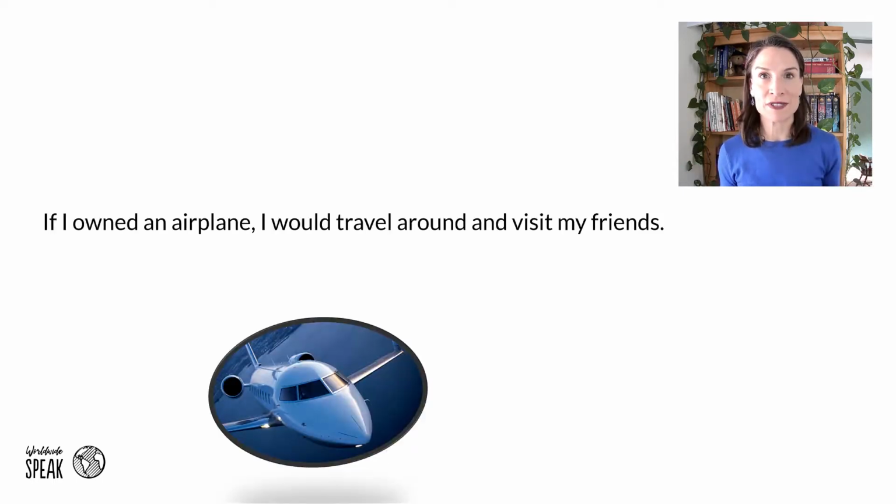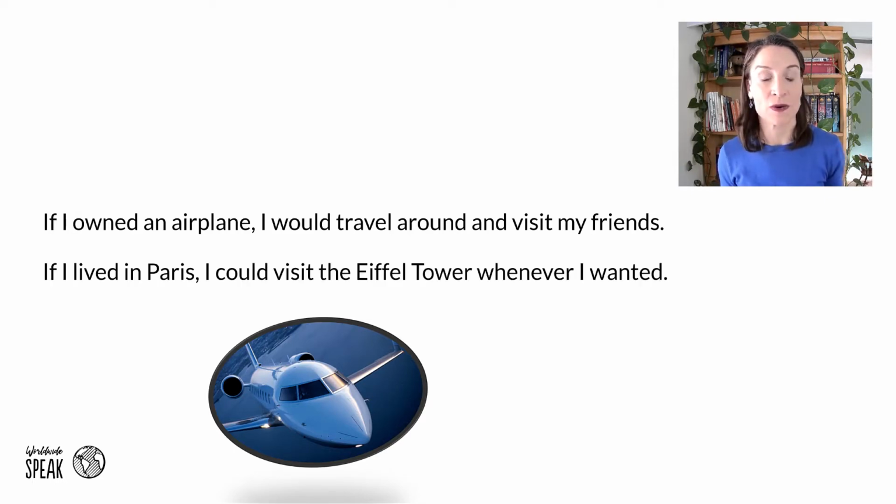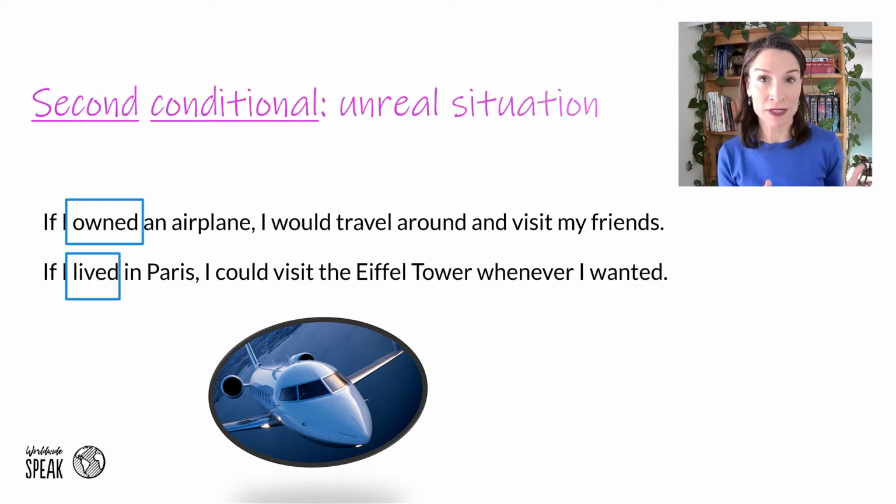Let me show you a few more examples. If I owned an airplane, I would travel around the world and visit my friends. Or if I lived in Paris, I could visit the Eiffel Tower whenever I wanted. So remember, we're using the past simple here, but I'm not talking about the past. I'm just talking about some situation that doesn't exist.